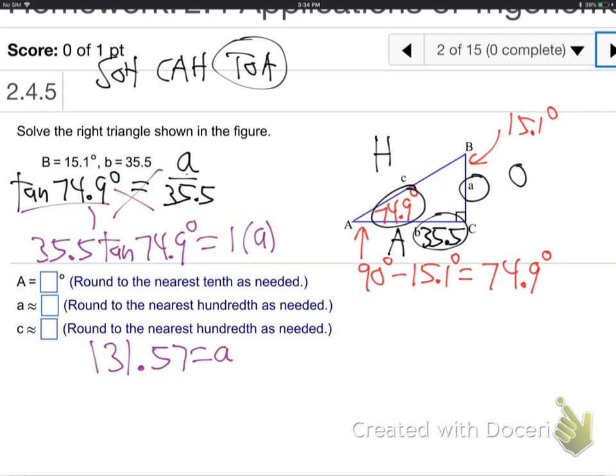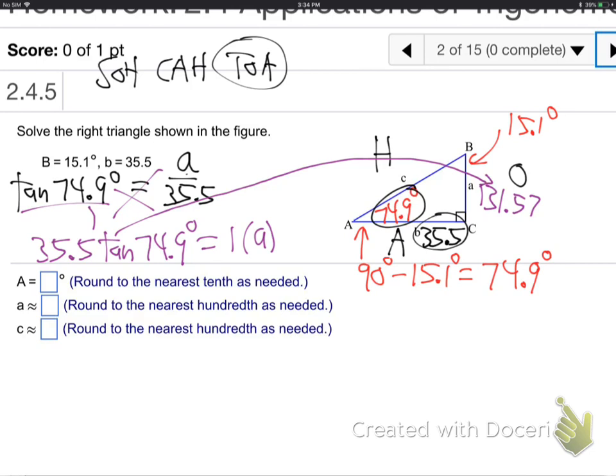So lastly, so that's the little a. Let me write that in. 131.57. Last, we got to get the hypotenuse. So let's get that. So that goes over here. The hypotenuse, now I'm going to restart and I'm going to say, okay, I'm going to use the 74.9, the C, and the 35.5. That's adjacent hypotenuse. That's cosine again. So cosine of 74.9 degrees is adjacent, which is 35.5 over the hypotenuse, little c.